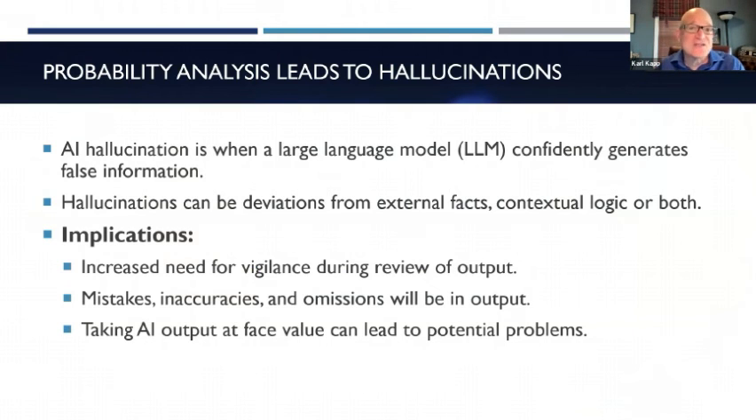They can be derivations of external facts. They can be contextual, logical, or both. Now, every AI company is working on solving hallucinations and making them less and less, and citing sources and all that kind of stuff. So it's going to become less of an issue over time, but it still is a glaring issue now, which means we have to remain vigilant about the output. We have to check it for mistakes and inaccuracies and omissions. And we can't take the AI output at face value.